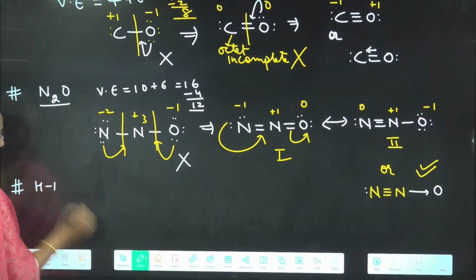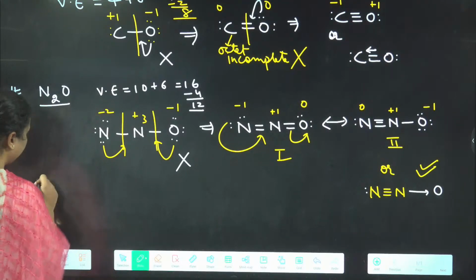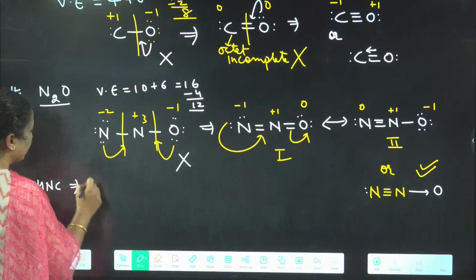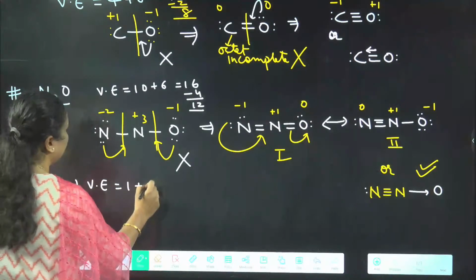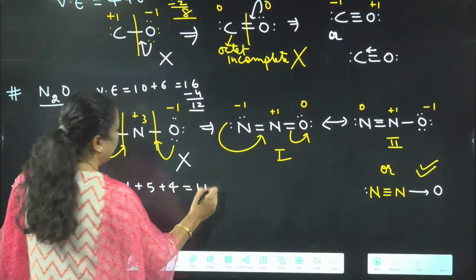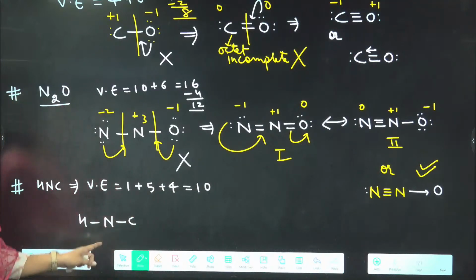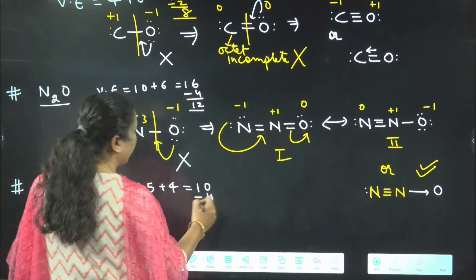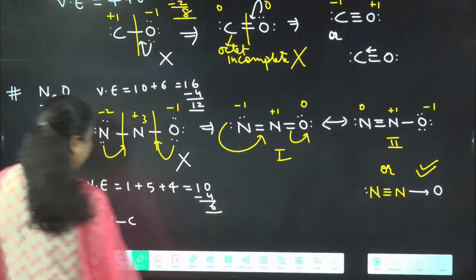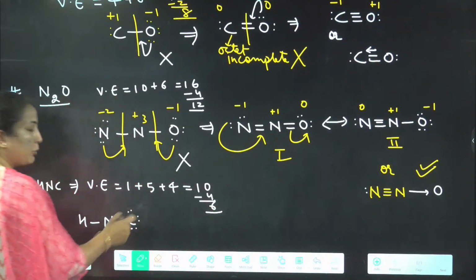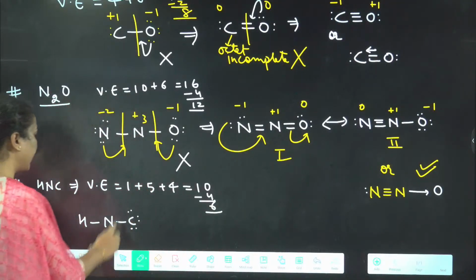Let us talk about HNC. In case of HNC, how many valence electrons? 1 plus 5 plus 4, total 10 electrons. So you're having HNC, this framework. 2 bonds you have made. 2 bonds means 4 electrons gone. You are having 6 here. So 1, 2, 3, 4, 5, 6. You can put around carbon only. Then only its octet gets completed.